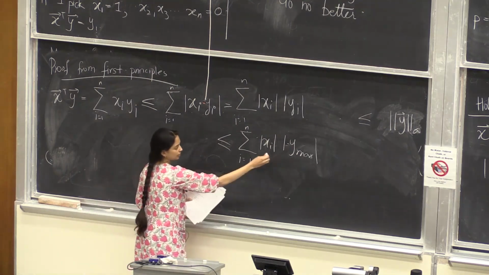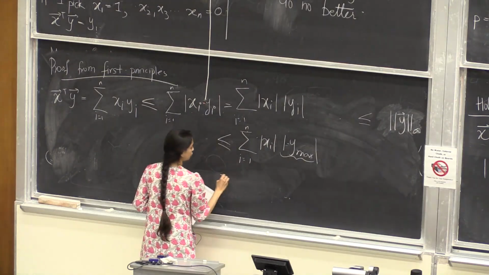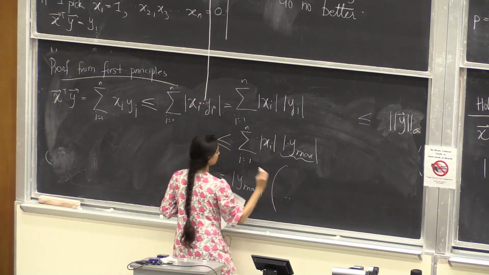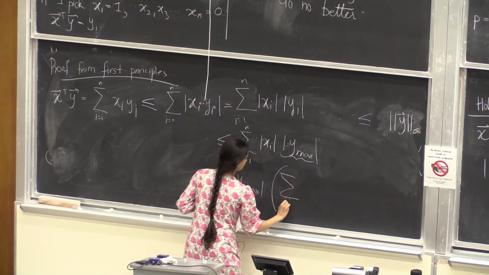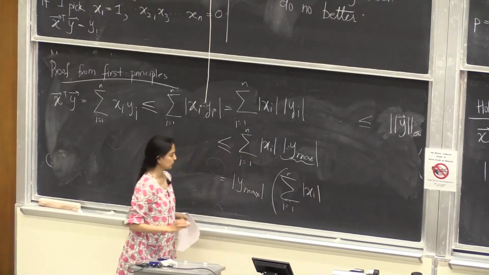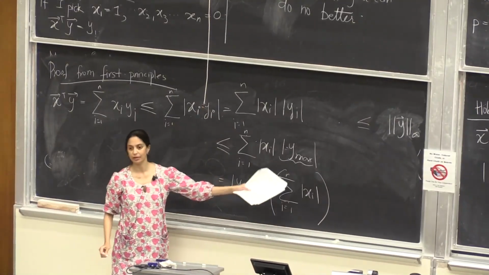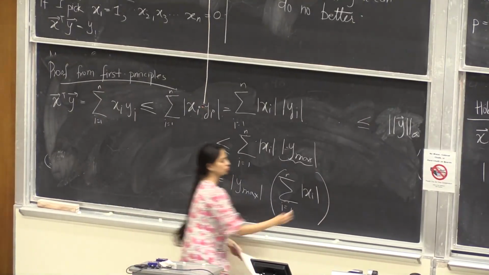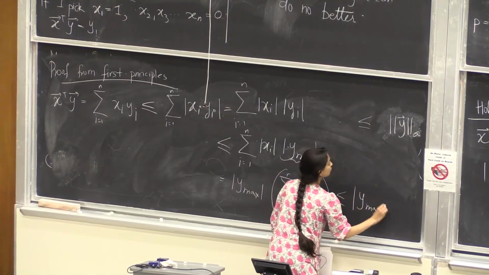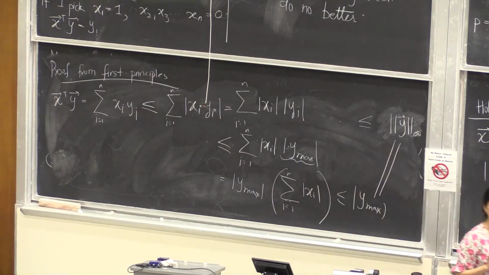But now this no longer depends on i, right? So I can pull it outside the sum. So this is now y max times the sum, i going from 1 to n, of the absolute value of xi. But what is this upper bounded by? This is 1, so this whole thing had better be less than or equal to y max, which is equal to this thing, which is exactly what we wanted. Okay?